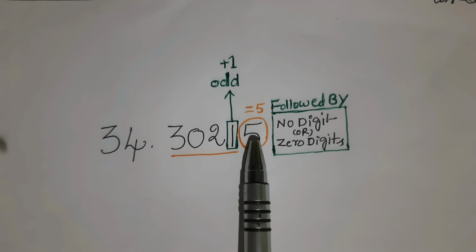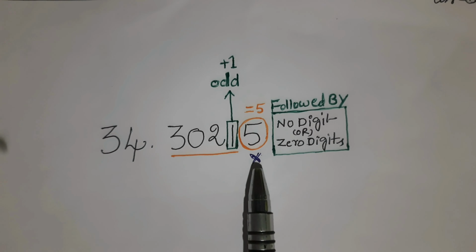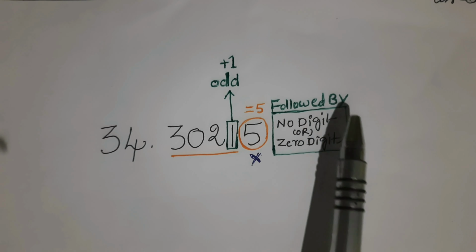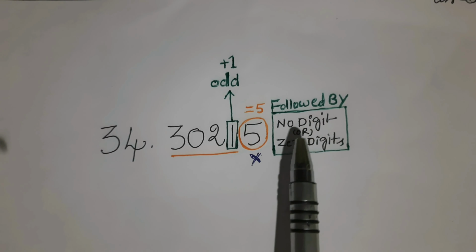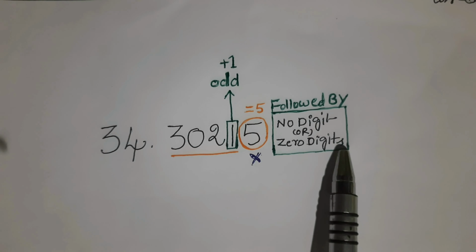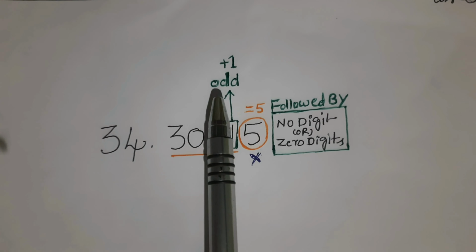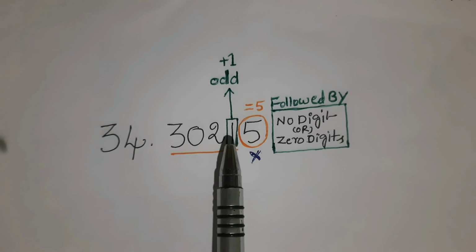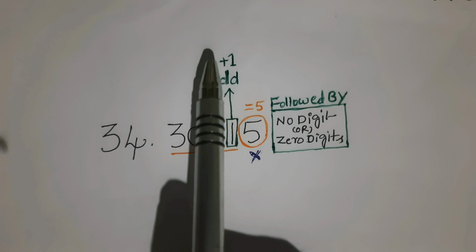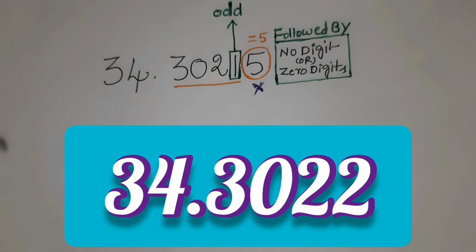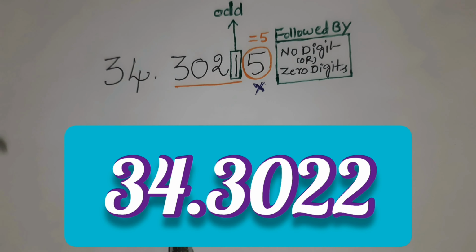Therefore, the digit in the 5th decimal place should be dropped. So, this digit 5 should be dropped. Also, this digit is equal to 5 and followed by no digit or sometimes may be followed by 0 digits. Moreover, this preceding digit 1 is odd. Then by case 5, this preceding digit 1 is increased by 1. Hence, we can round off this number as 34.3022.